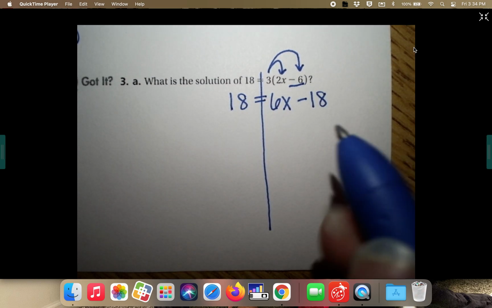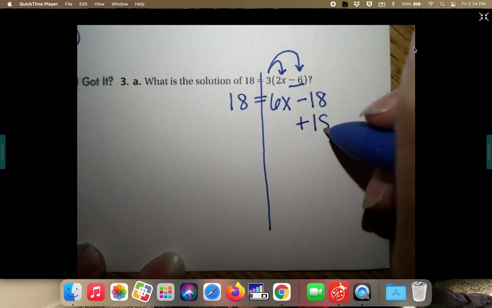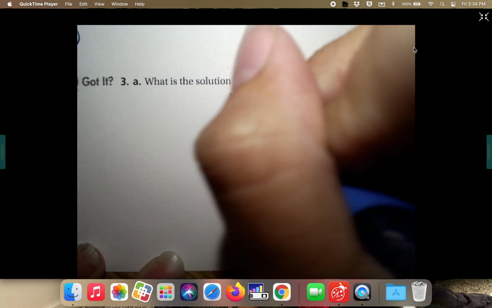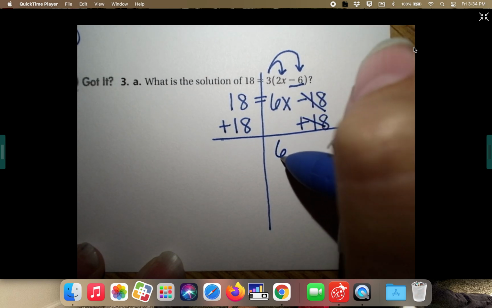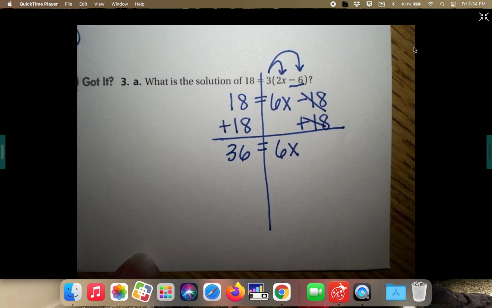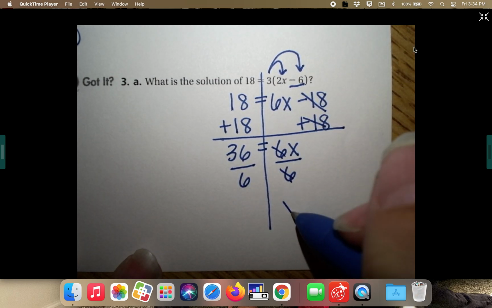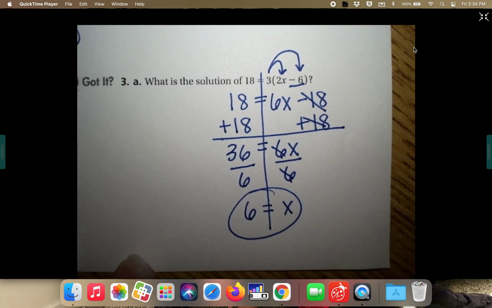All right, I want to keep 6x together and get rid of the minus 18, so I'm going to add 18 first. I'm going to bring down 6x. 18 plus 18 is 36. Last step, divide both sides by 6. X equals 6. And again, go plug it in.